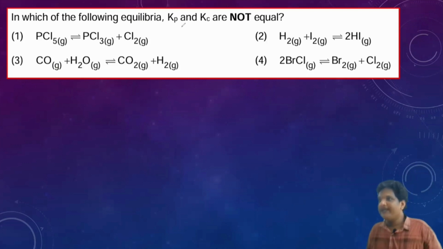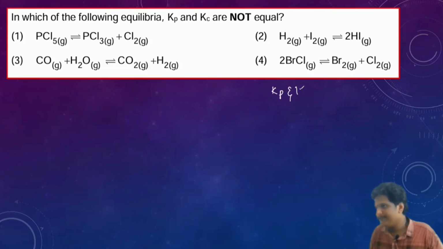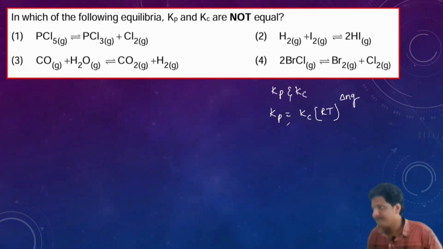Which of the following equilibria have Kp and Kc not equal? So here, what will be the relationship between Kp and Kc? So Kp is equal to Kc into RT to the power delta Ng.